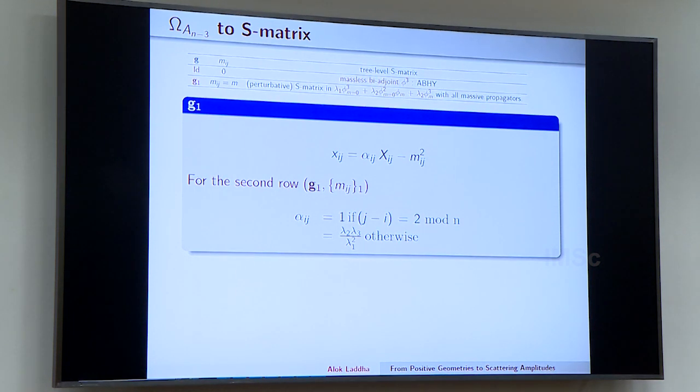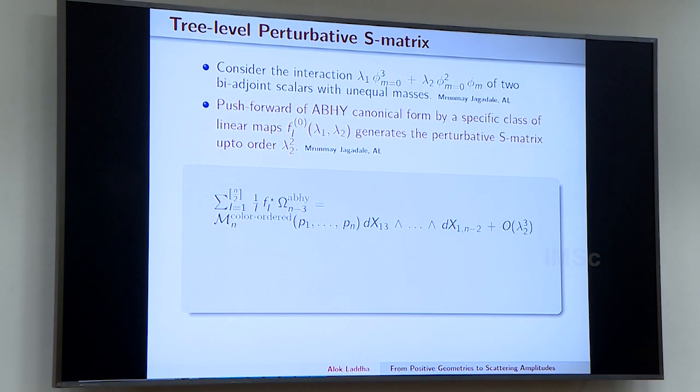So, just by looking at various ways we can embed the ABHY geometry into kinematic space, we start getting a whole class of S matrices in quantum field theory. And these are giving us planar S matrices, but when we compose these maps with the sigma maps we defined, we would get the full all-in-colored S matrix of this theory with one massive, one massless theory, etc. And so, okay, I'll skip this.